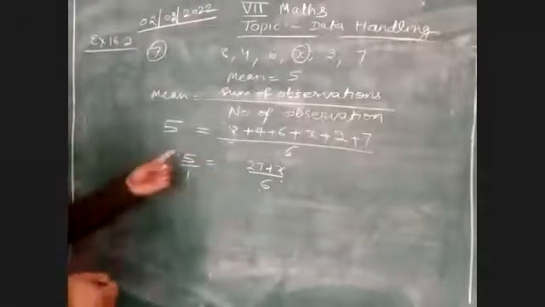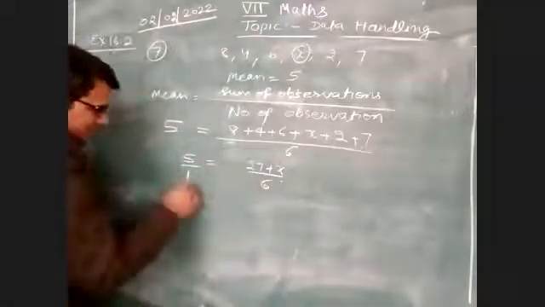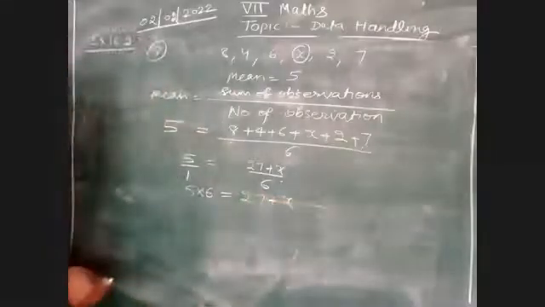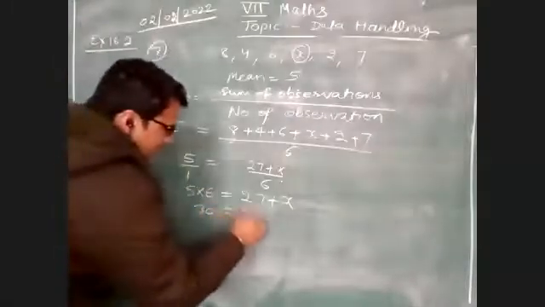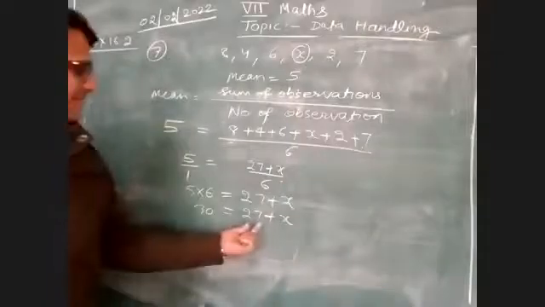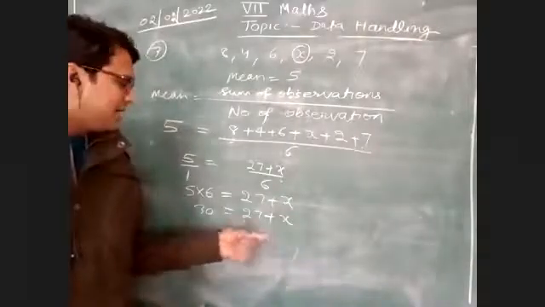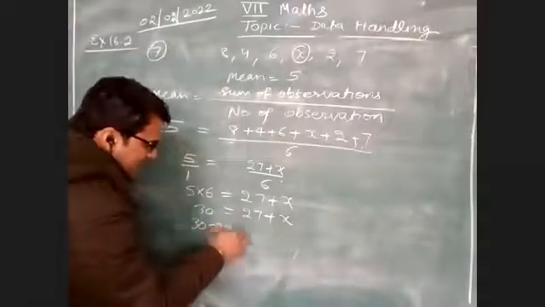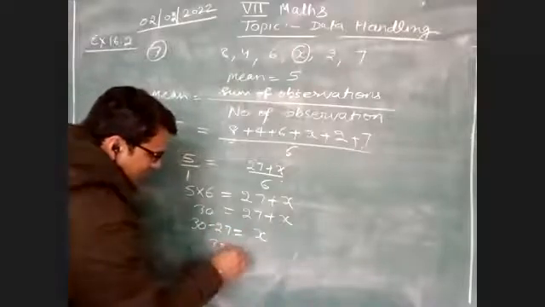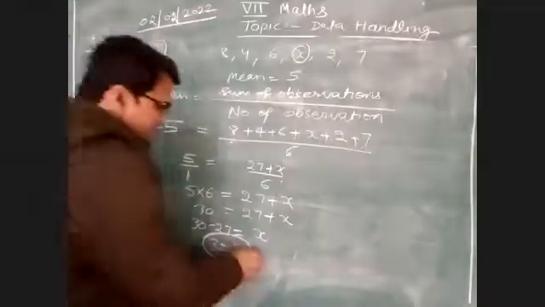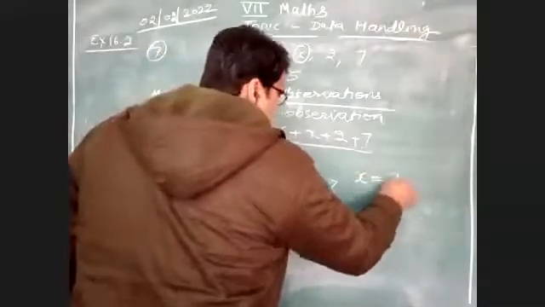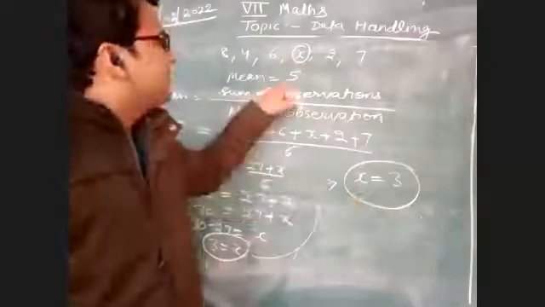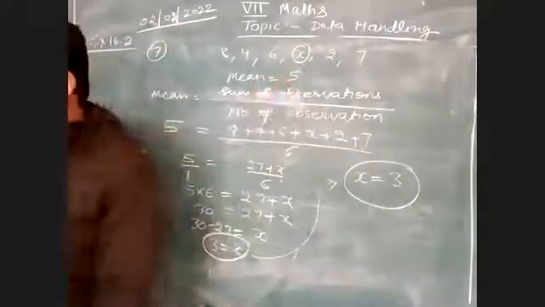Now you have to cross multiply this. The denominator is 6, so that will become 5 into 6 is equal to 27 plus x. This will become 30 is equal to 27 plus x. To calculate the value of x, this is a simple linear equation, and you have to transpose this 27 to the left side. So you will get 30 minus 27 is equal to x. 3 is equal to x. So the value of x is 3. The missing term for this observation is 3, whose mean is 5. That was our important question of the 7th.